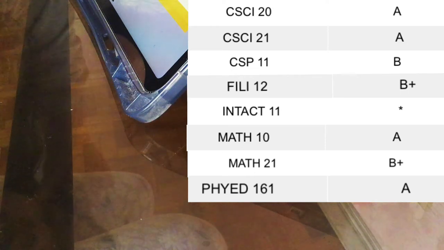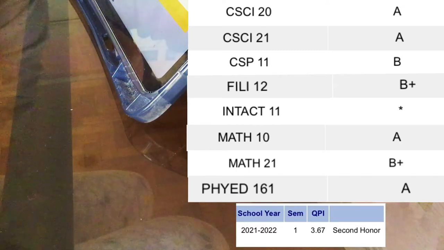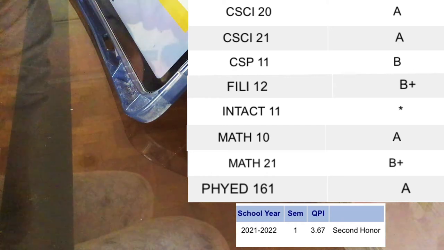So in total, my QPI for this semester is 3.67. This is weird. It's 3.67. That's high. I was originally projecting myself around 3.3. Oh, and what did they say here? It's the Dean's List Second Honor. So I think it's kind of like the honors list you get in high school. So I got Second Honor.